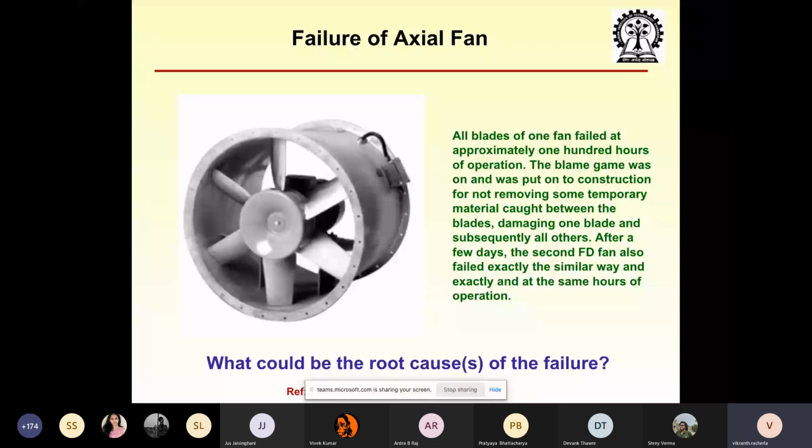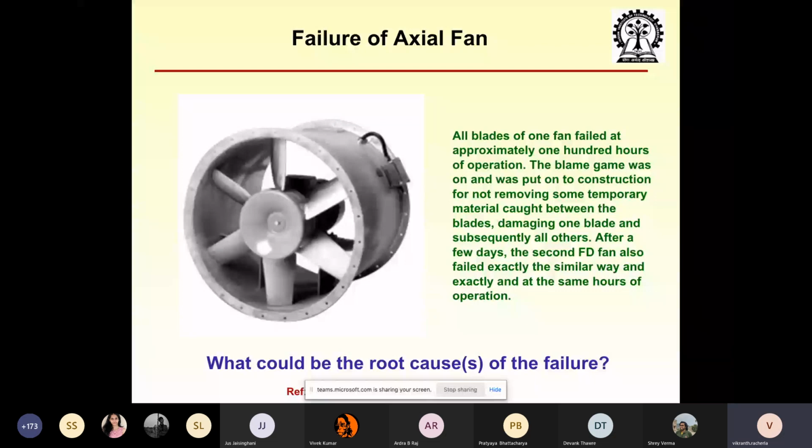So what type of failure is it? Due to plastic deformation of the blades. Why did it take so much time, 100 hours? Due to heat generation. So it could be a fatigue failure. Fatigue failure. Okay, anytime you have a failure after repeated use, it's fatigue failure. Fine. So it is fatigue.